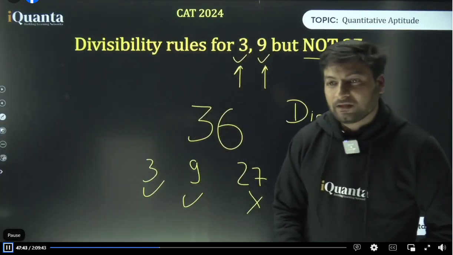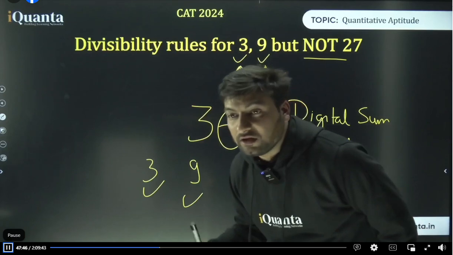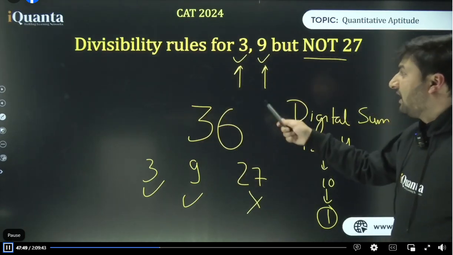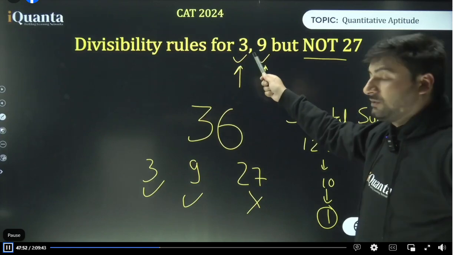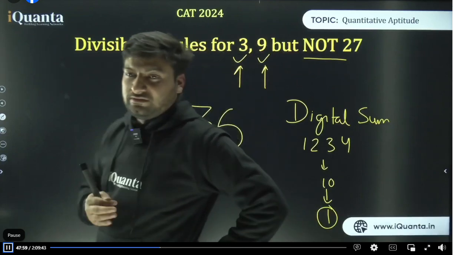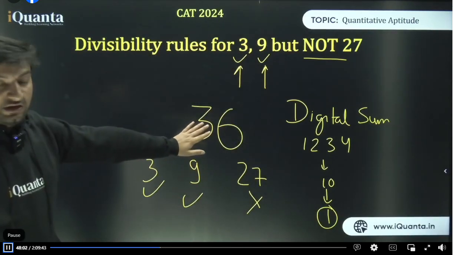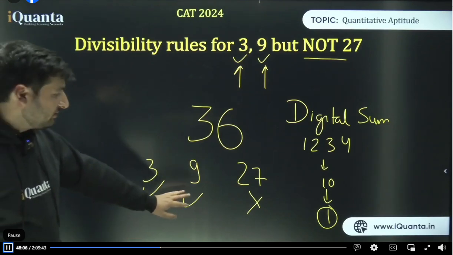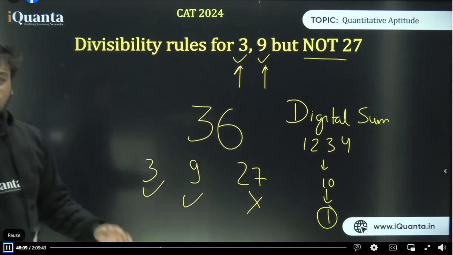I think this is clear. So Anjali, you are saying repeat it. Diksha, you are saying repeat. So Diksha, I just said that it is not necessary that if a number is divisible by 3, it is also divisible by 9. It does not mean that it is divisible by 27. That is what I wanted to say. I have taken an example, 36. It is divisible by 3. It is divisible by 9, but it is not divisible by 27. So this is a basic slide basically.